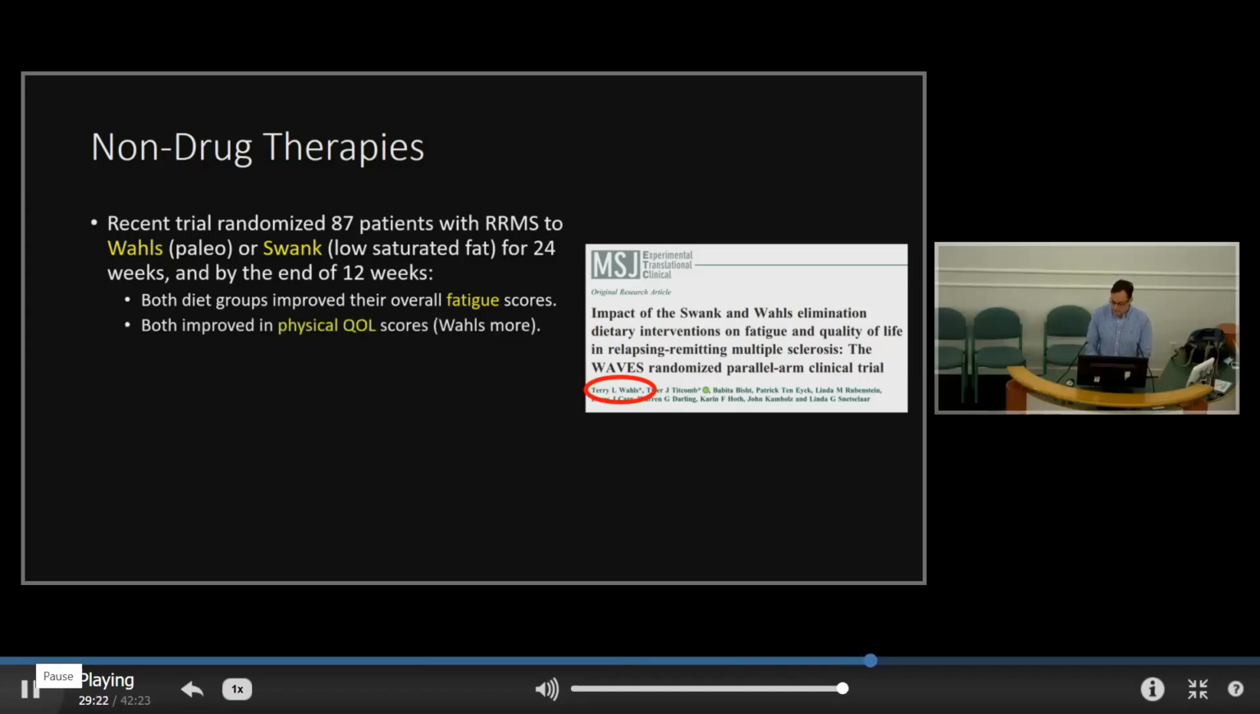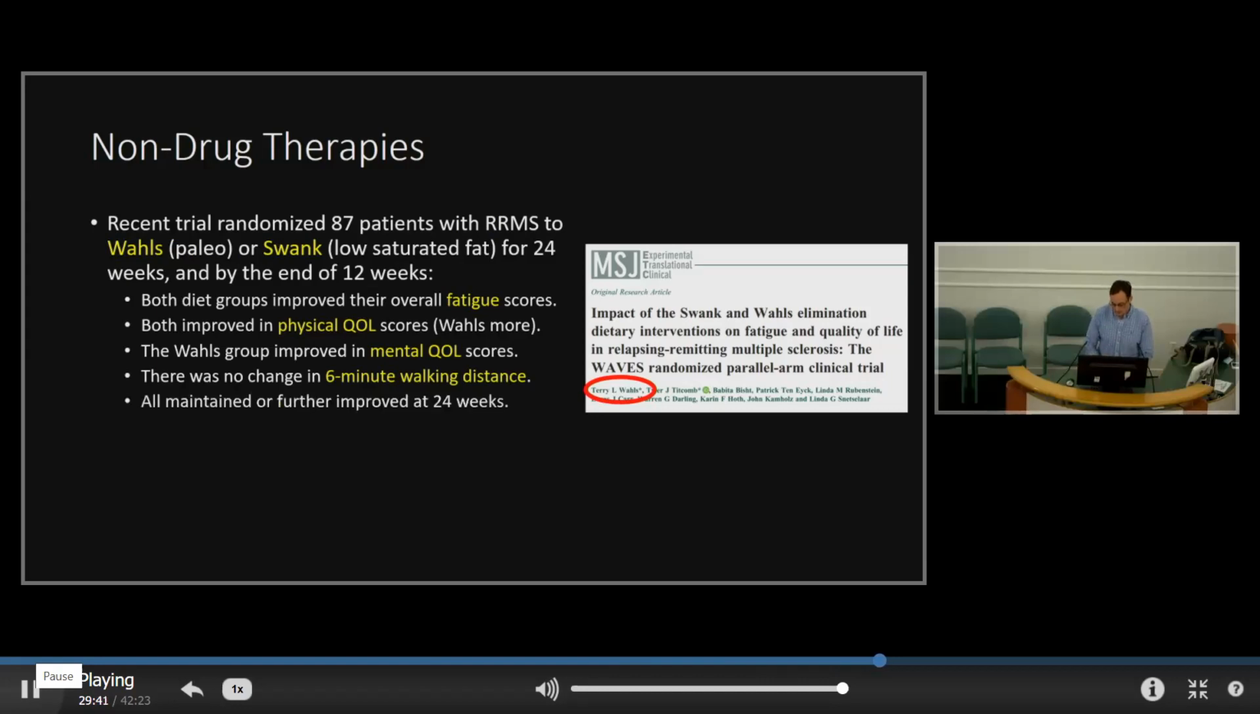Both groups improved in quality of life scores in terms of physical quality of life. The Wahls did improve slightly more. Only the Wahls improved in mental quality of life. The Swank did not. And neither of them improved the 6-minute walking distance time. So that was at 12 weeks. And all those improvements were maintained or further improved by 24 weeks. So there seemed to be an ongoing improvement as the body adapted.